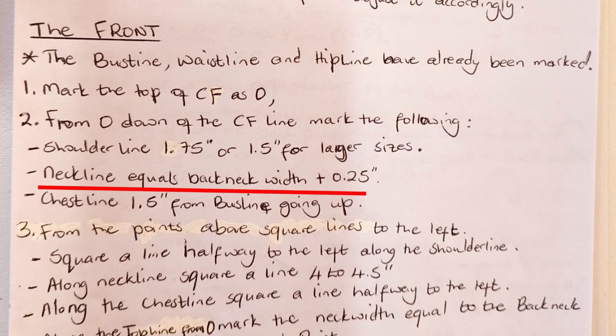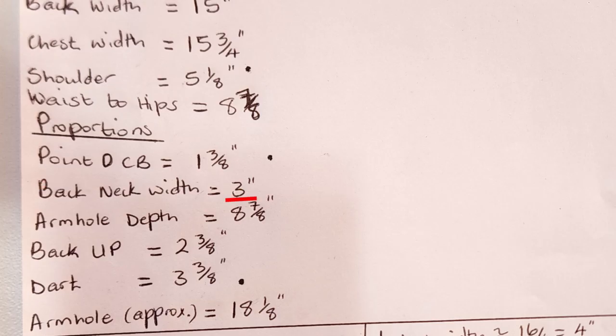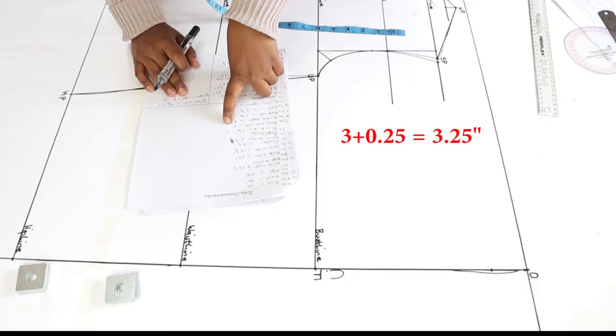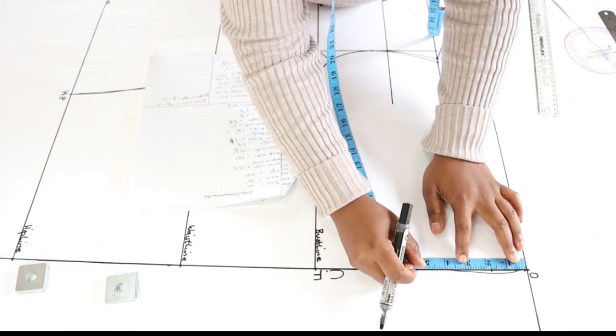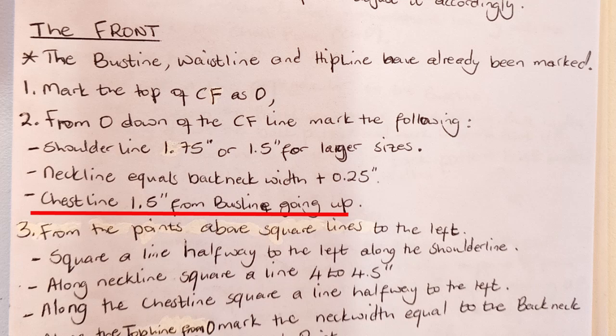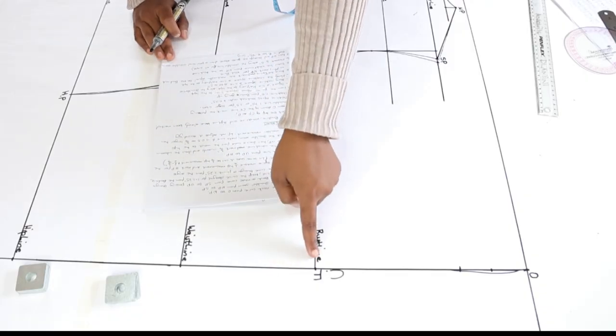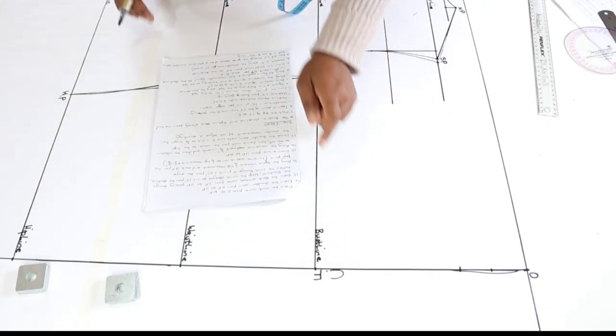And then it goes on to say, we are also going to mark the neckline, which equals the back neck width, that is the width of the neck at the back, plus 0.25 of an inch. In my case, the back neck width was 3 inches. We are going to add 0.25 of an inch, so we will get 3.25 inches. We are measuring from 0, 3.25. And then next, we are going to measure the chest line, which is 1.5 inch from the bust line going up. So we are going to find the bust line, which is this line, and then measure up 1.5 inch.